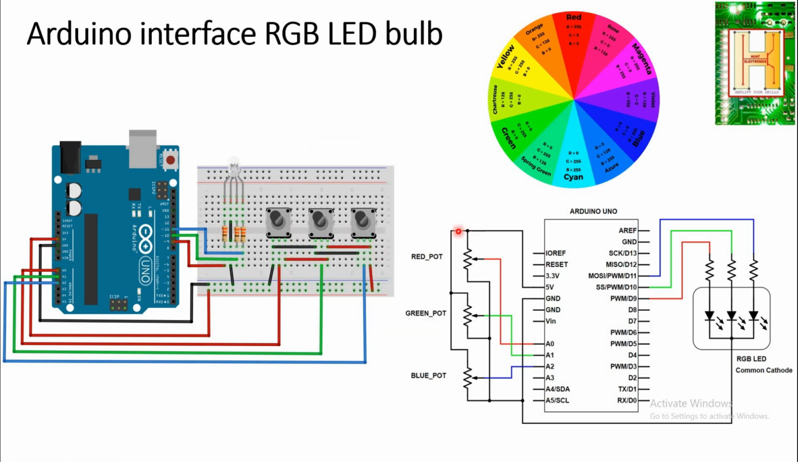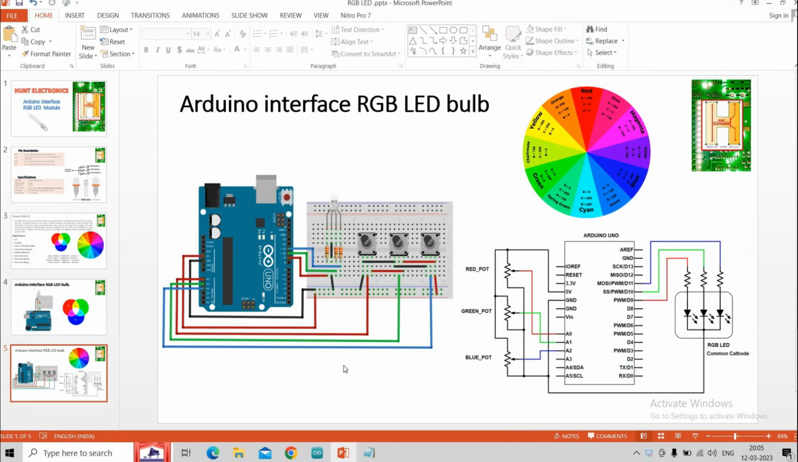In this we are using 3 potentiometers of 22K, as I told you, which give the input to A0, A1 and A2, and we are taking the output from pin numbers 9, 10, 11, which are digital outputs connected to the common cathode LED over there. So let us first see how we can program this.